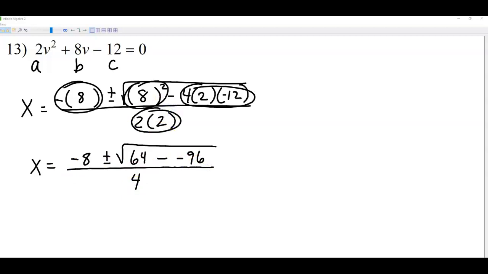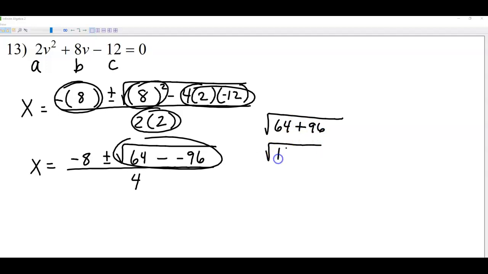Next thing we're going to do is simplify our square root. I'll do that off on the side here. First of all, the double negatives can be written as a positive. Second of all, we can go ahead and add these things together here, and I believe we get 160. Next thing we'll do is go ahead and break this down.